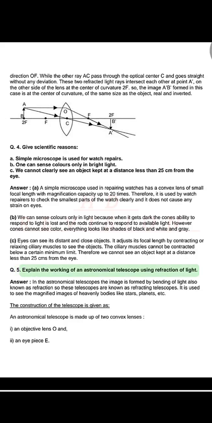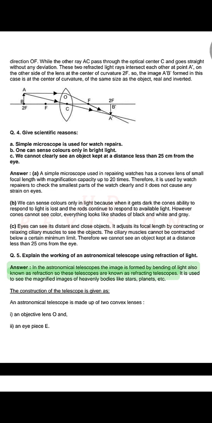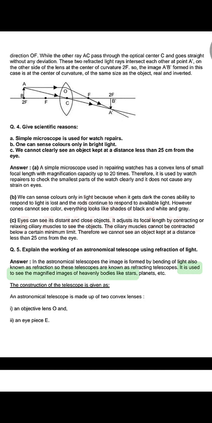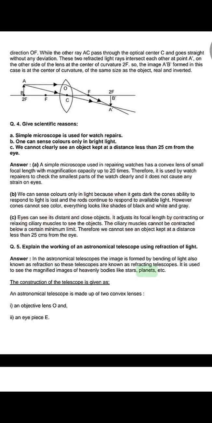Q. 5. Explain the working of an astronomical telescope using refraction of light. Answer. In the astronomical telescopes, the image is formed by bending of light, also known as refraction, so these telescopes are known as refracting telescopes. It is used to see the magnified images of heavenly bodies like stars, planets, etc.